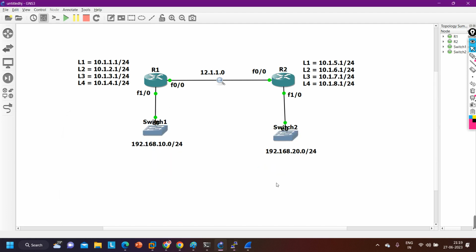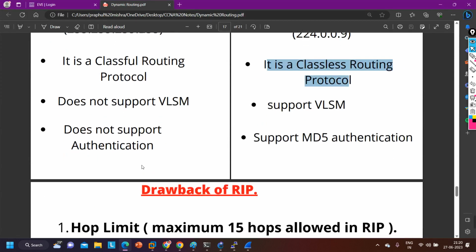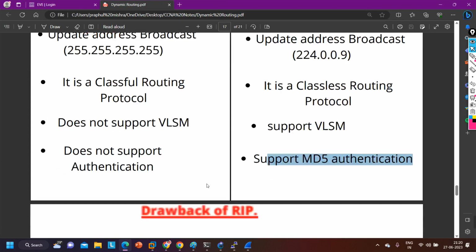Okay. So this is the second difference between version 1 and version 2. We are actually not using version 1. Wherever we use RIP, we are using version 2 only. Then we have some more support here. VLSM is not supported in version 1, VLSM is supported in version 2. MD5 authentication is also not supported by version 1, but version 2 can support MD5 authentication. Done.